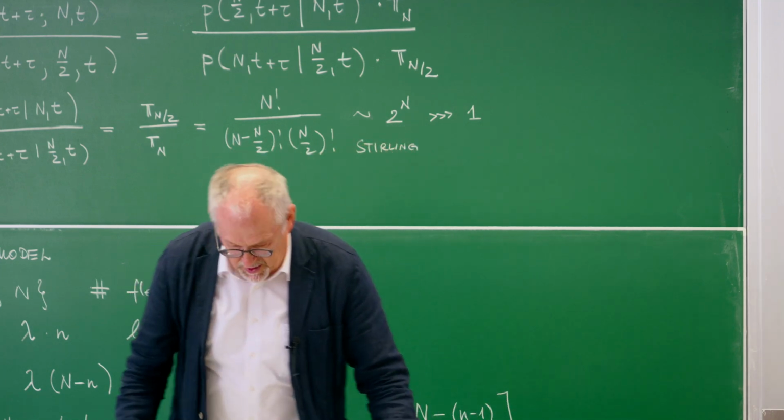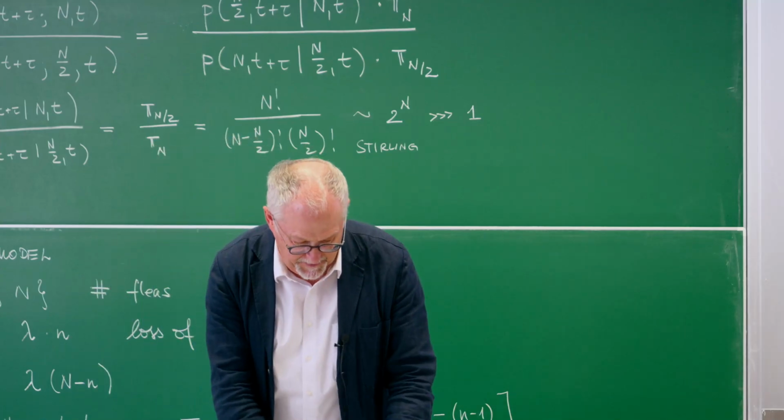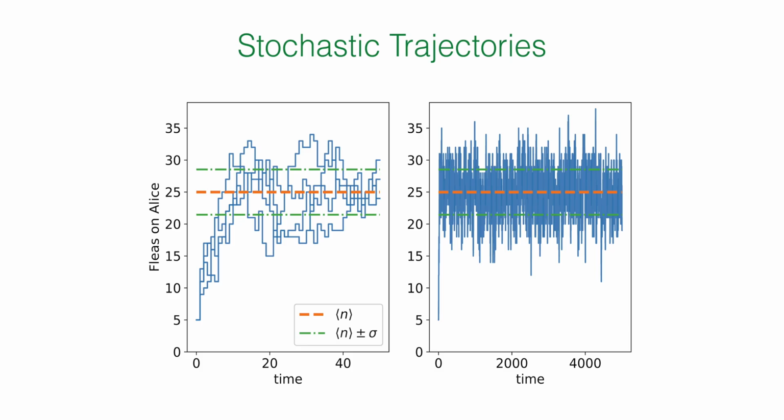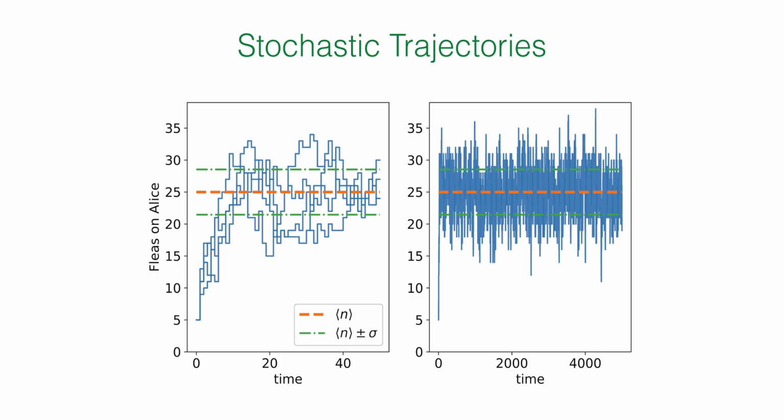All right, now let me show you. Okay, these are questions that we ask. What is the equilibrium state? How is it approached? And what's the nature of the state? Now let's look at some simulations. In these simulations, first look on the left-hand side. What you see is the early time evolution. You start from a situation, not really shown, that none of the fleas are on Alice. So that's your initial condition.